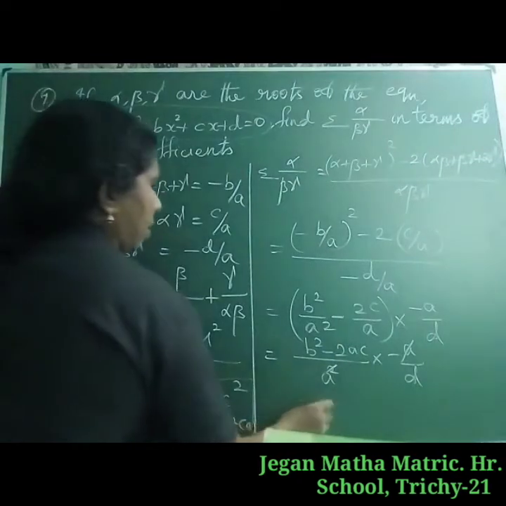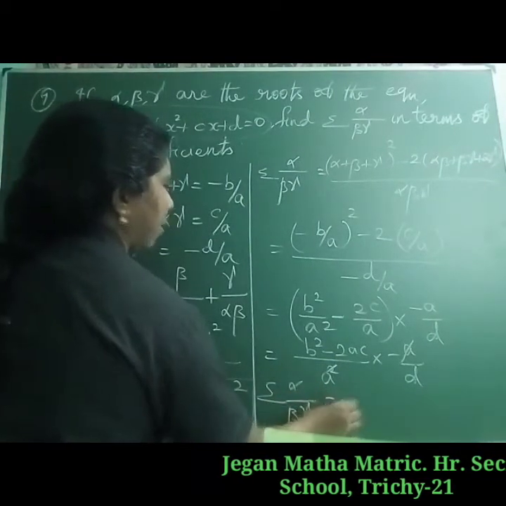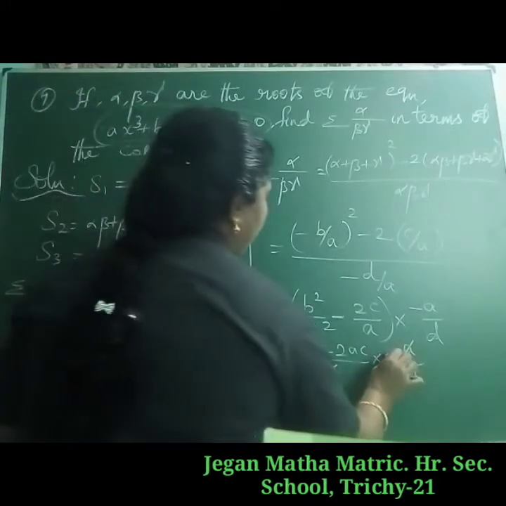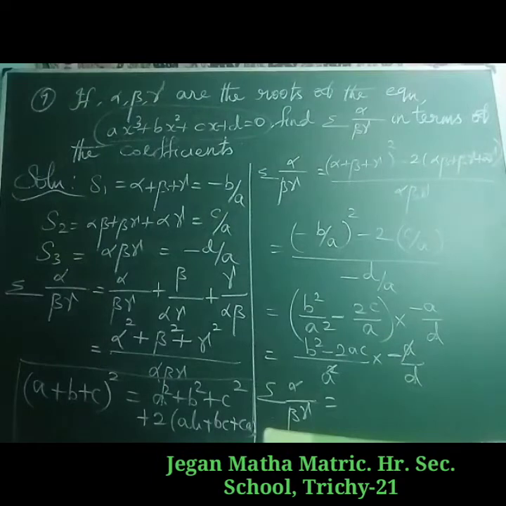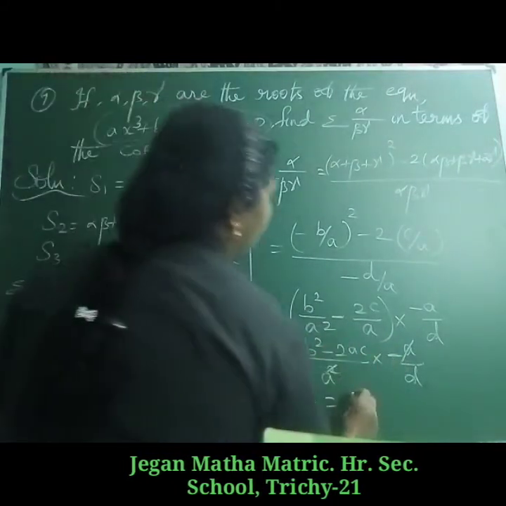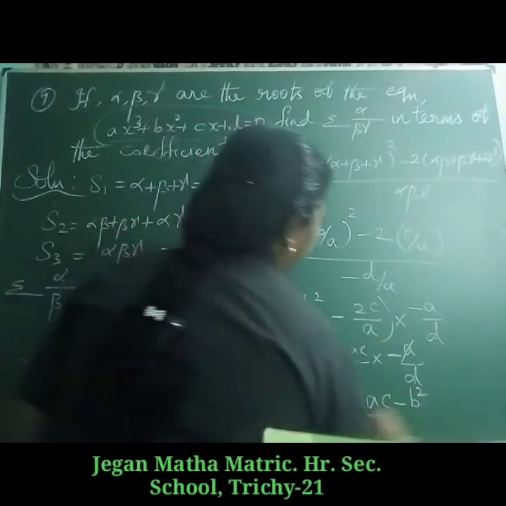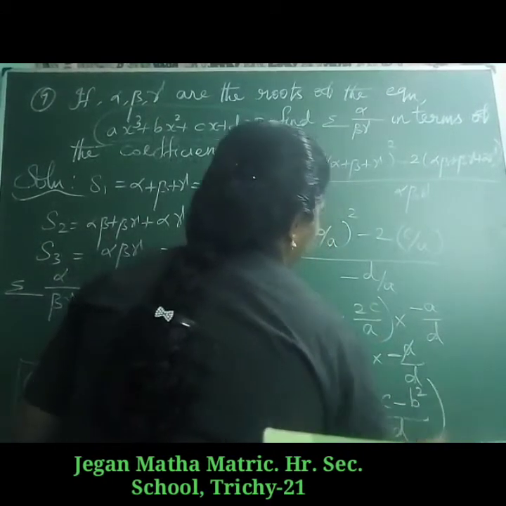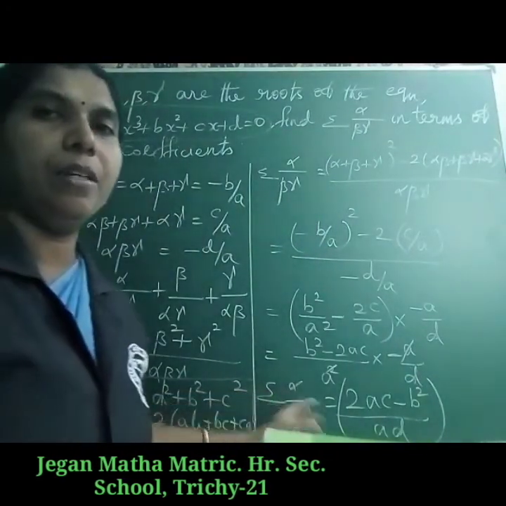Therefore, summation of alpha divided by beta gamma equal to, here we are having one minus sign, so just we can interchange. B square will become minus, this is plus: 2ac minus b square divided by ad. This is the required summation of the given function.